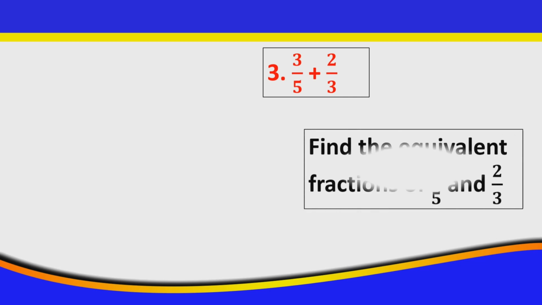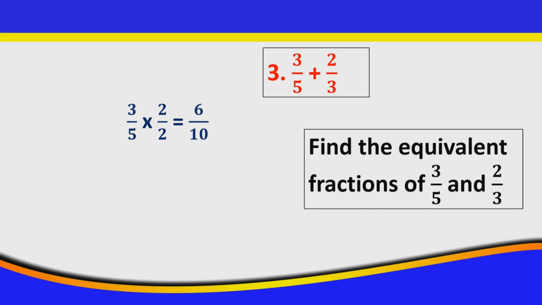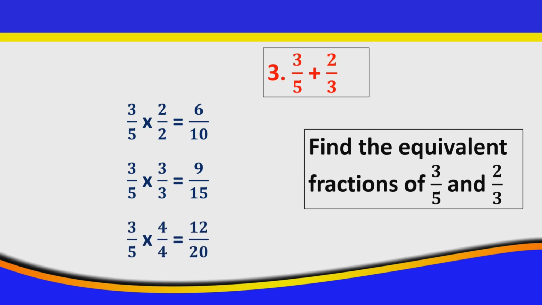Let's take a look at this third example. 3 over 5 plus 2 over 3. We find the equivalent fractions of 3 over 5 and 2 over 3. Let's start with 3 over 5. Multiply it by 2 over 2, you obtain 6 over 10. Multiplying it by 3 over 3, you have 9 over 15. And multiplying it by 4 over 4, you have 12 over 20.